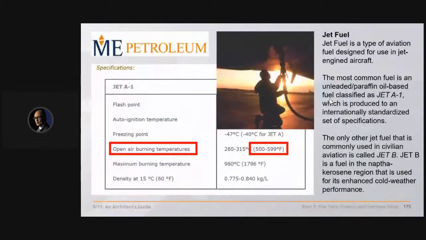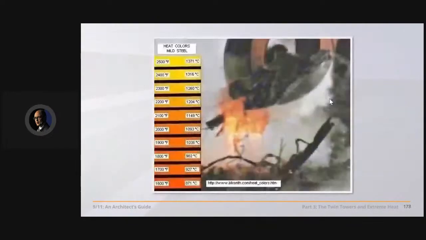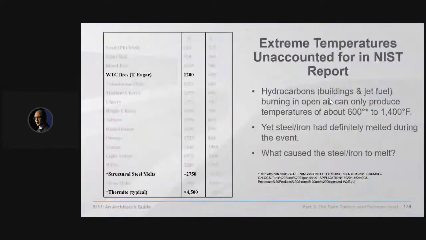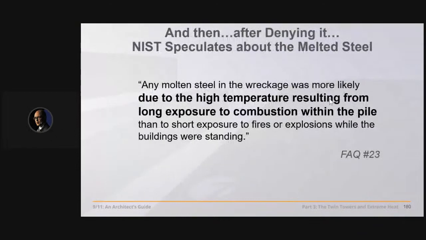By the way, jet fuel only burns 600 degrees in open air, according to their own major manufacturer, ME Petroleum. So what melted all this steel? As you can see, it's certainly melted, and we can tell its temperature by its color. That's the physics of molten metals. And up to 2,500 degrees here and higher, as it appears to be white hot down there below her. So more than twice the temperatures that hydrocarbons can even burn. What's causing it to melt?